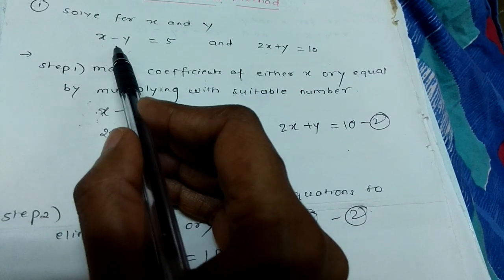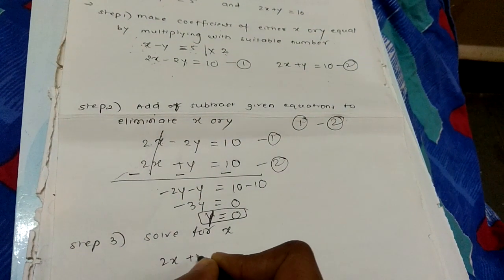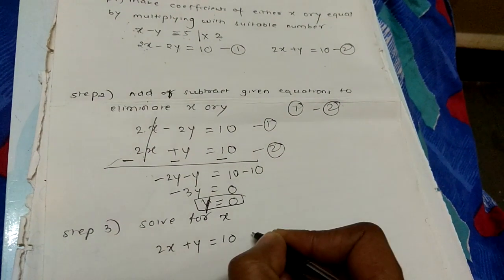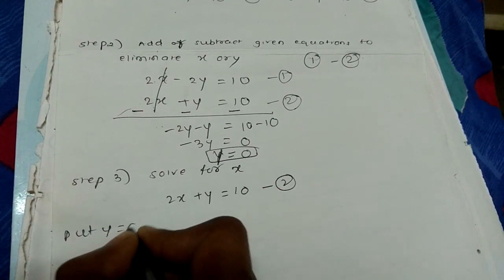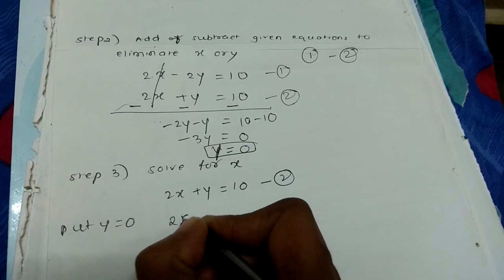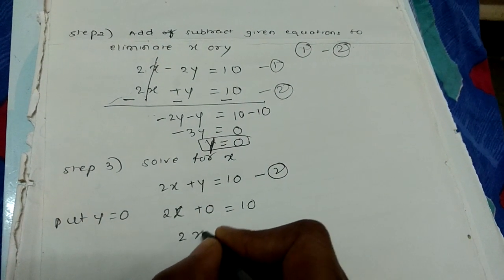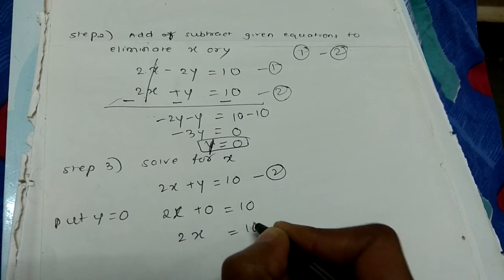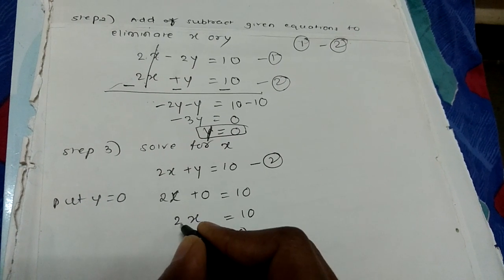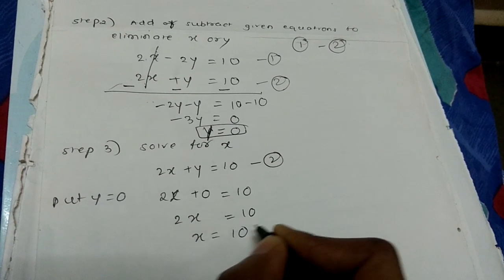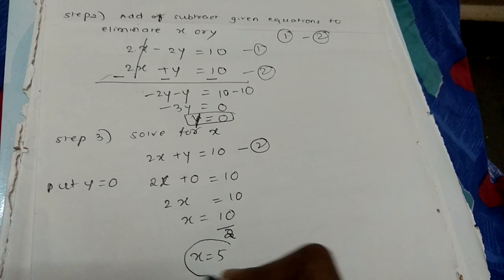I would like to choose the second equation. So I'll write 2x plus y equals 10. This is our equation 2. So here I'll put y equals 0. So it will be 2x plus 0 equals 10. We want to solve for x. So it will be 10, because 2x plus 0 is 2x. So x will be 10, and this 2 will go to that side, divided by 2. So our x will be 5.